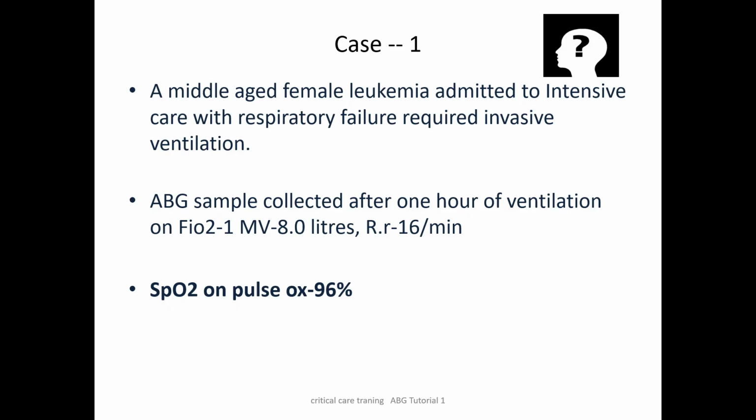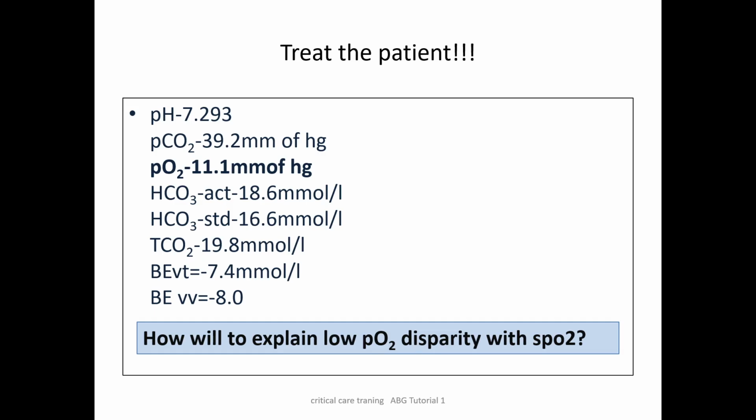We will see this in the definition of ARDS for oxygenation. Before going further on oxygenation, let's see one interesting case. This patient was shifted long back to our intensive care with respiratory failure requiring invasive ventilation. This was a female with leukemia. The ABG sample was collected 1 hour after stabilization, with FiO2 of 1, that is 100%, minute ventilation 8 liters, respiratory rate of 16, and saturation on the pulse oximeter was 96%. What did we get in the ABG? A pH of 7.2, acidemia, PCO2 normal at 39, PO2 of 11.1, bicarbonate of 18.6. How to explain this low PO2 disparity with SpO2?